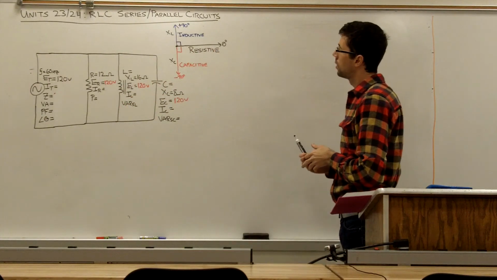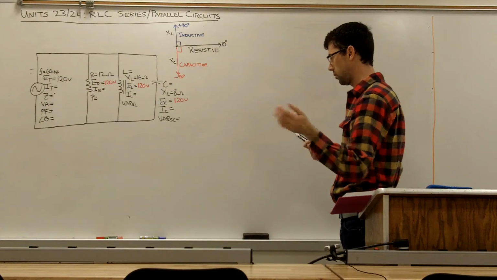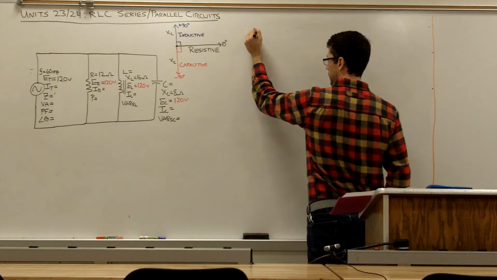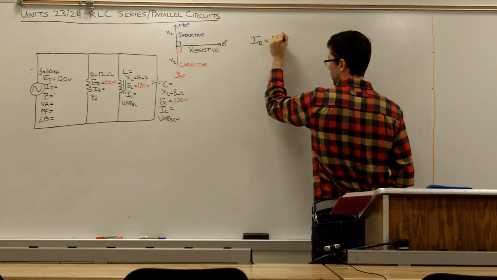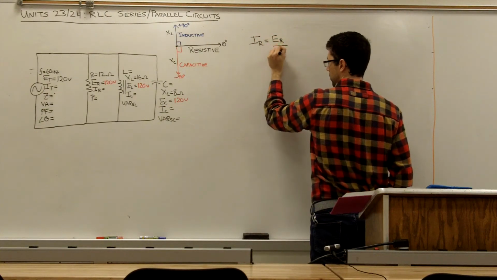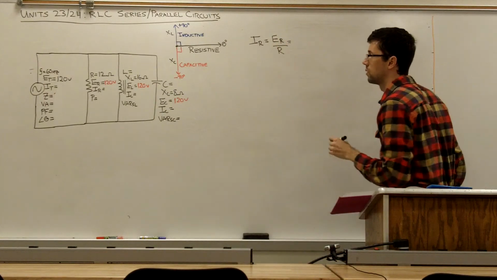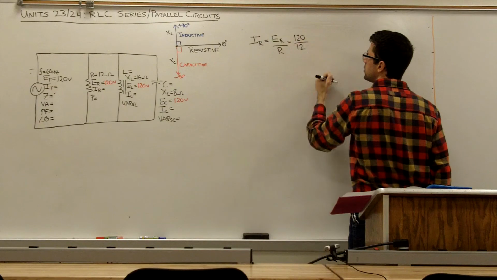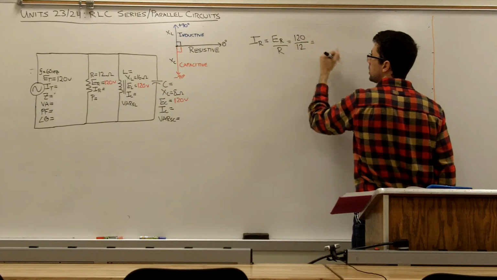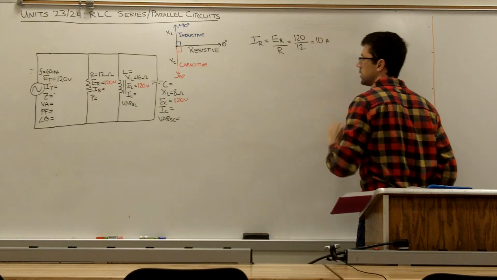Let us find the rest of the values. First, the resistor. The current through the resistor, I sub R, due to Ohm's law, would be the voltage across the resistor divided by the resistance. So 120 volts divided by 12 ohms gives me 10 amps.